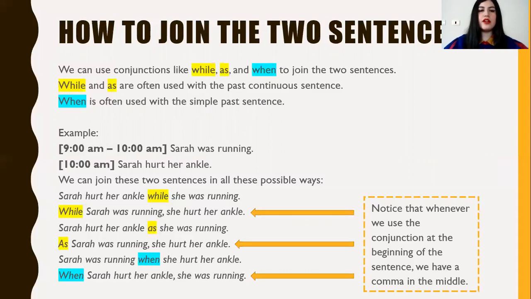For example, Sarah hurt her ankle while she was running. While Sarah was running, she hurt her ankle. We can use any sentence at the beginning of it. It's exactly the same. But remember that when we have the conjunction at the beginning of the sentence, then we have to put a comma between the two of them. For example, when Sarah was running, comma, she hurt her ankle. We're always going to use a comma when we have the conjunction at the beginning of the sentence, okay?